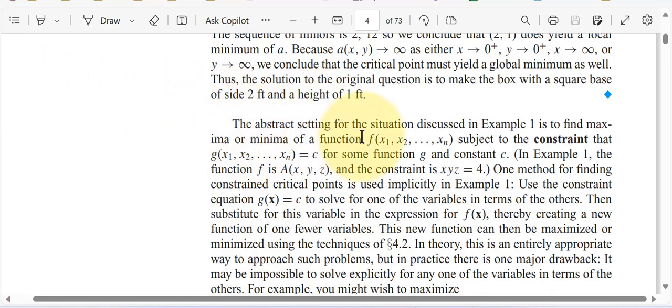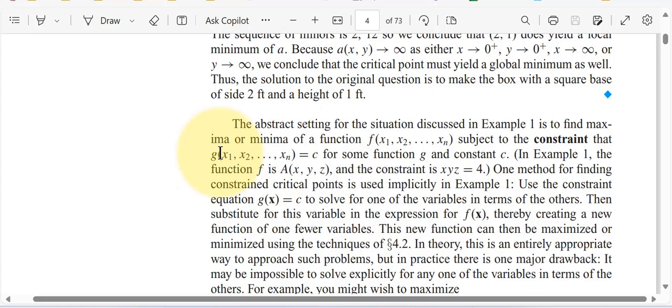So next they just say that the general description of this problem is that we have a function which we're trying to maximize or minimize. So here's a function, and then subject to the constraint, and notice that the constraint is given with an equal sign. So this method is limited to only where the constraints involve an equal sign, not a less than or equal sign.